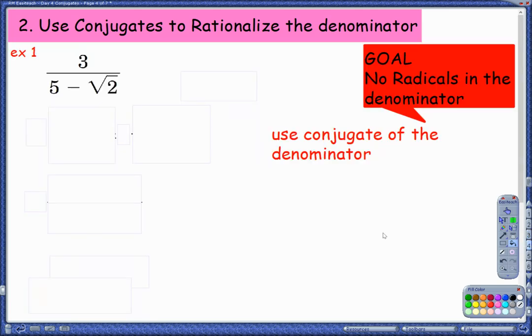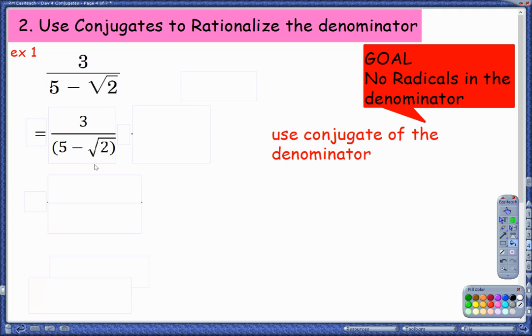Here's a simple example. Remember that the goal is to have no more radicals in the denominator. So how do we do this? So this is your initial question. It equals 3 over 5 minus radical 2. We want to eliminate the radical in the denominator. And you cannot just multiply by radical 2.